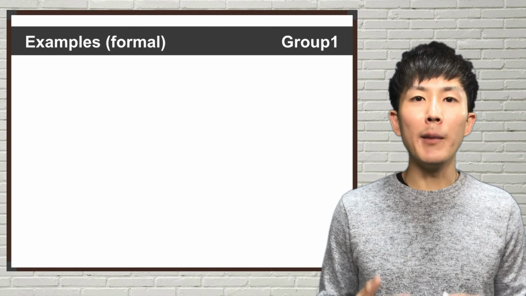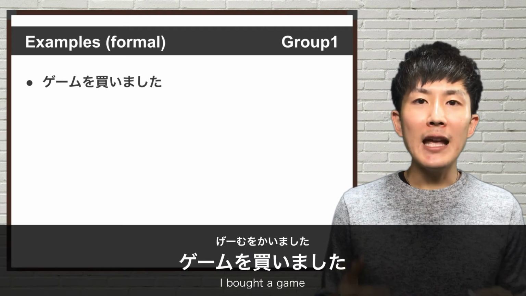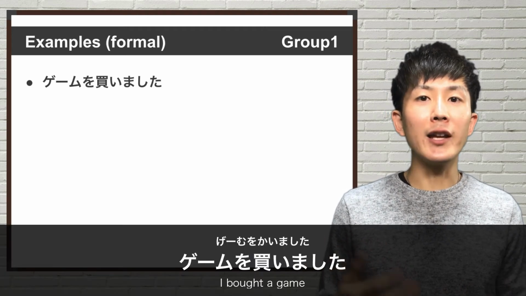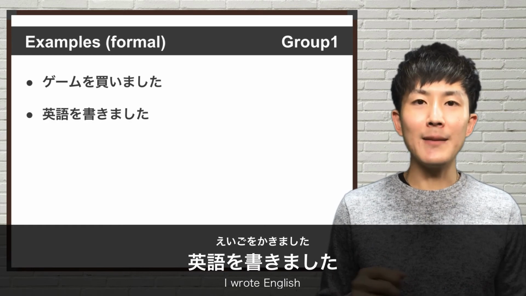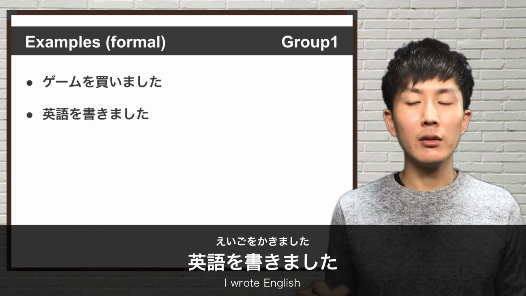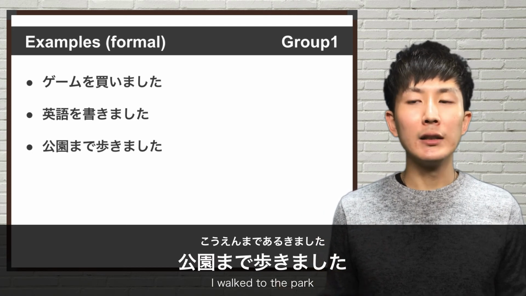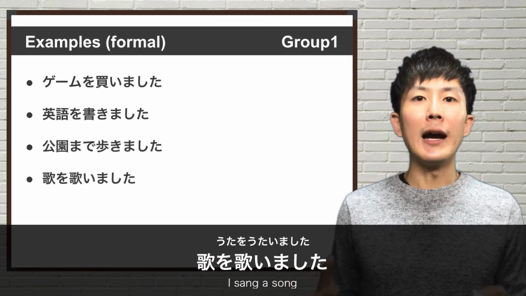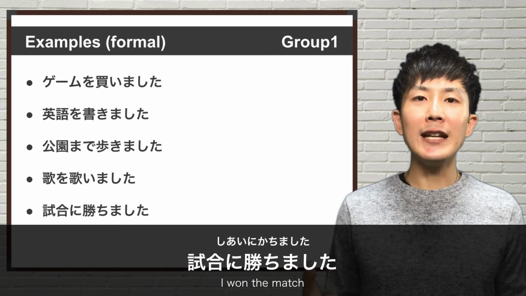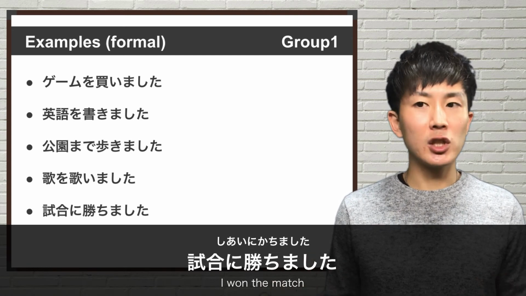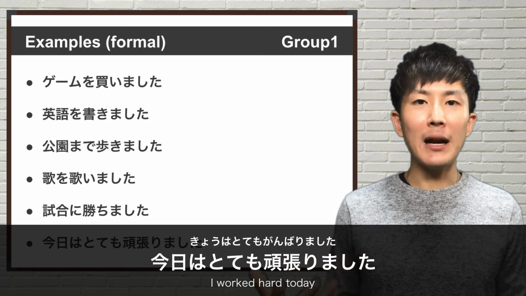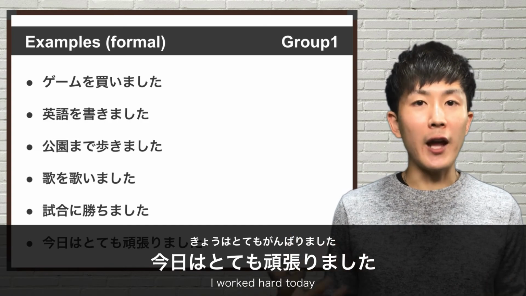I'm going to show you formal expressions. ゲームを買いました. I bought a game. 英語を書きました. I wrote English. 公園まで歩きました. I walked to the park. 歌を歌いました. I sang a song. 試合に勝ちました. I won the match. 今日はとても頑張りました. I worked hard today.